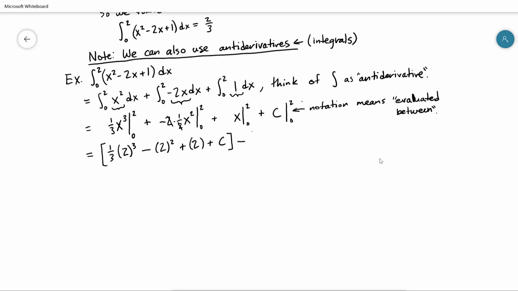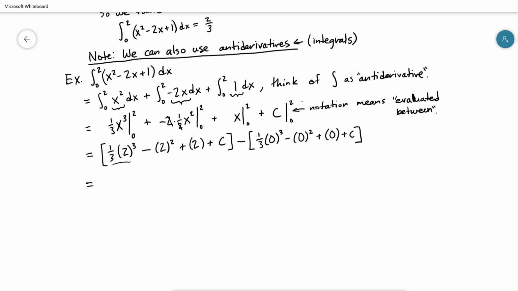Then I have to subtract the result that I get evaluating all of these at the lower bound. This is going to become a process that you'll get used to very shortly. We evaluate at the upper bound, we evaluate at the lower bound, and we take the result at the upper bound minus the result at the lower bound. We'll always do a minus right here. So at the lower bound, it's going to be 1/3 evaluated at 0 cubed minus 0 squared plus 0 plus c. So I did the same thing I did here with 2's, I just did it with all the zeros at the bottom. And what do we get out of this?